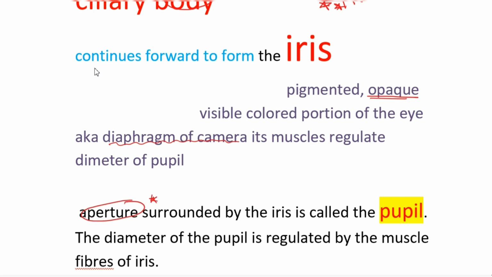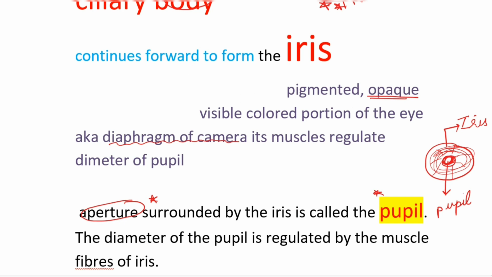So many people get confused between the iris and pupil, confused between its functions also. So you have to remember that pupil is an aperture, okay, and iris surrounds the aperture called the pupil. So pupil is an aperture and iris is surrounding the aperture. The muscles of the iris help in controlling the diameter of the pupil.